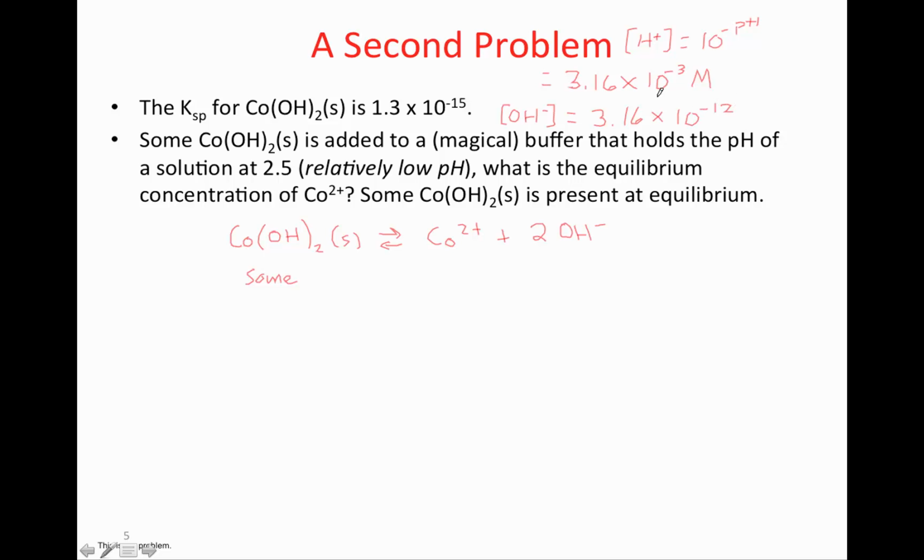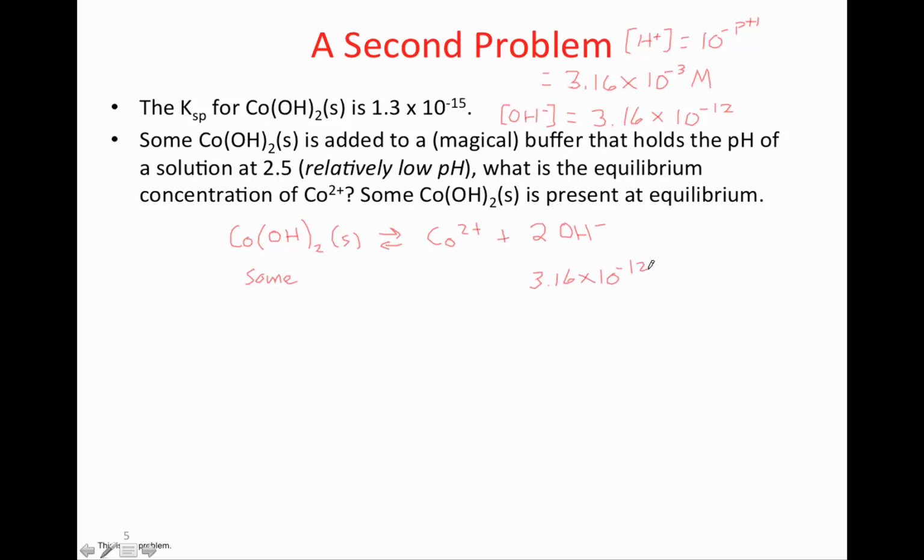And of course I can look at these numbers, and the math is basically the same as what I had before. So H plus times OH minus is equal to 10 to the minus 14. It's all working and it's all good. Okay, but the OH minus concentration is 3.16 times 10 to the minus 12.